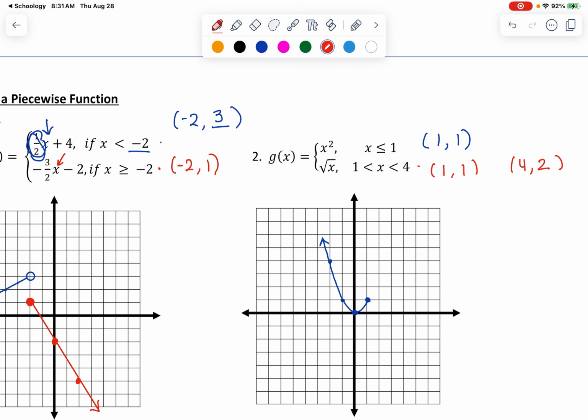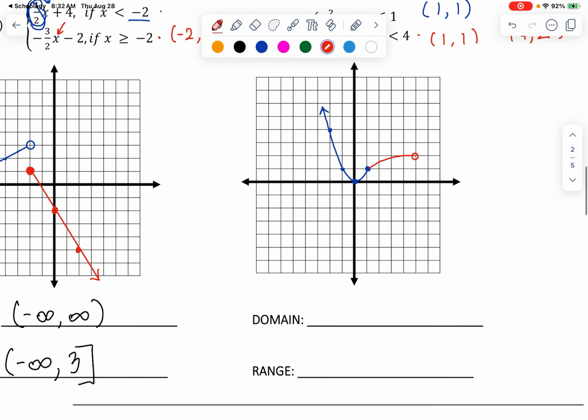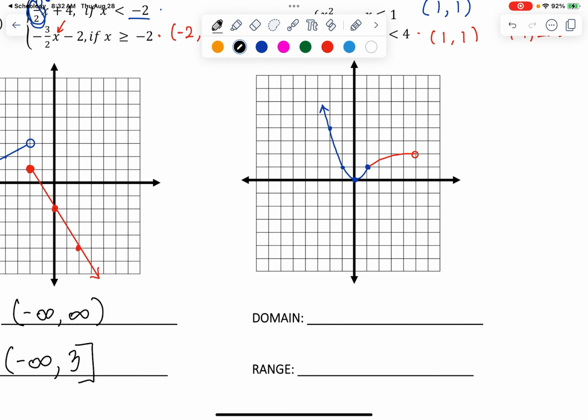So I have an open point at 1, 1, but there's already a closed point there. So I'm not going to open it up. It's closed. And then an open point at 4, 2. So right 4 up 2. There's my open point. And then remember, this is a square root function, which is a curved function that usually looks like this, right? But I'm only graphing it between that closed point and this open point. So I'm going to graph it, and I'm trying to make sure it doesn't look like a straight line there. There you go. So there's your piecewise function, and now we can state the domain of this.